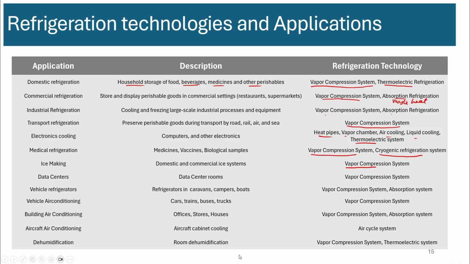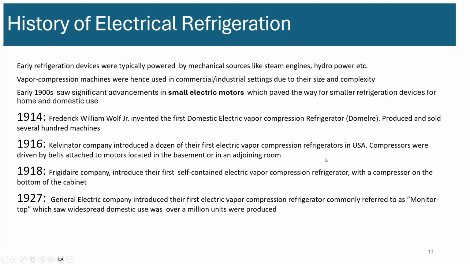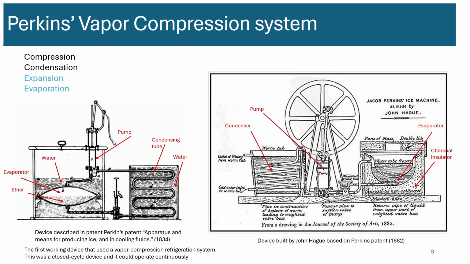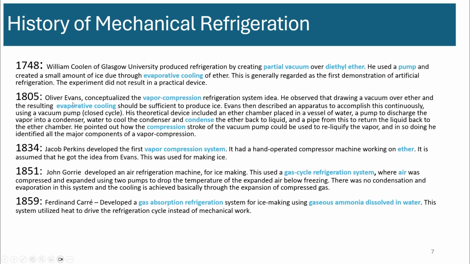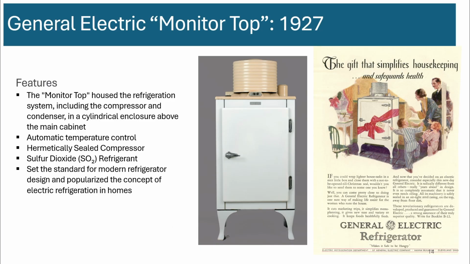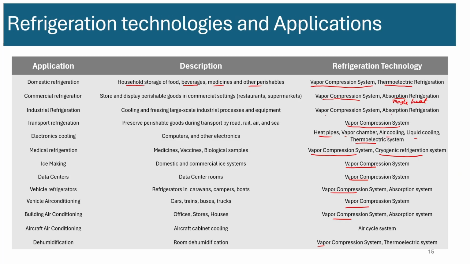If you look at all the applications, the majority of the time the technology used is vapor compression, and it all goes back to the first invention that was done in the 1800s by Oliver Evans. So in 1805, when the first concept was developed of using evaporative cooling and making a complete cycle, we are still using essentially the same method more than 90% of the time throughout the whole world. And then some special cases like aircraft air conditioning use an air cycle system.